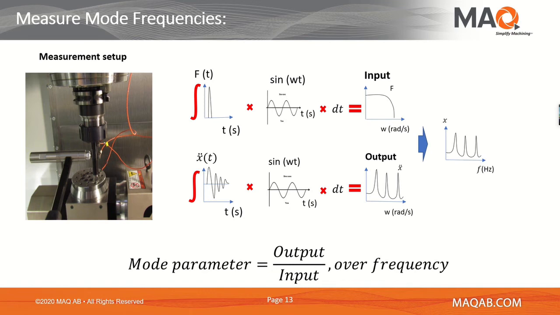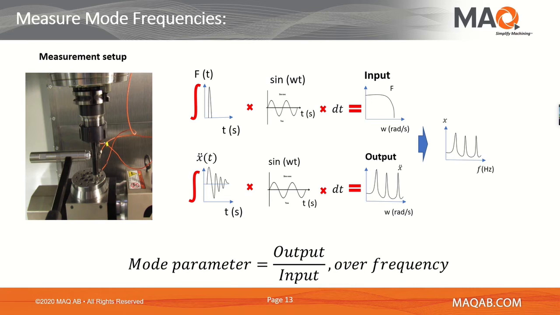On the side of the picture, we mount a few accelerometers on the tool body to measure the vibrations. What we do is supply an impulse force with the hammer, and we measure the acceleration. And we use transformation calculations to look at the input and output in the frequency domain.